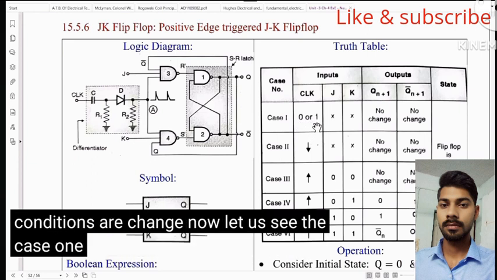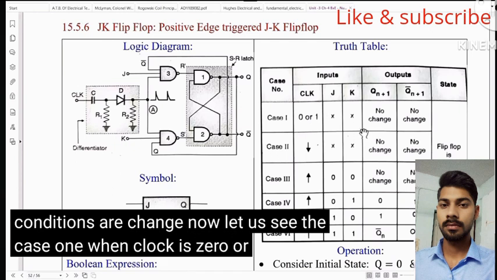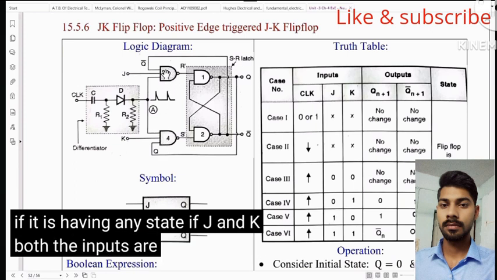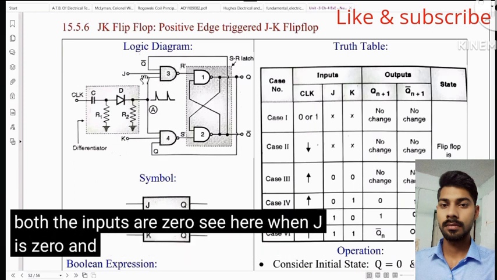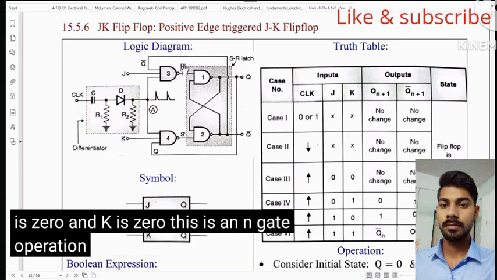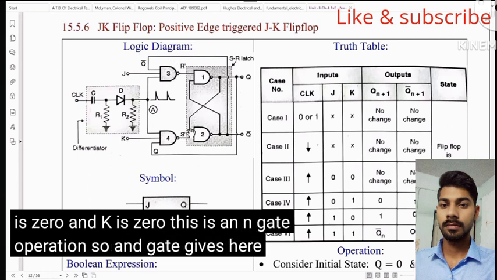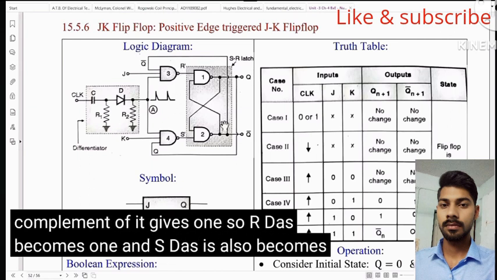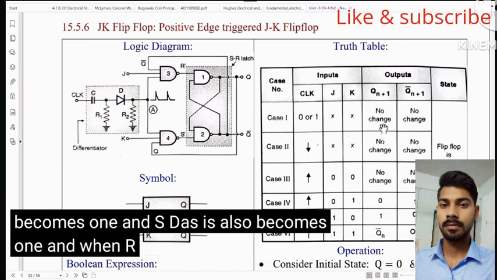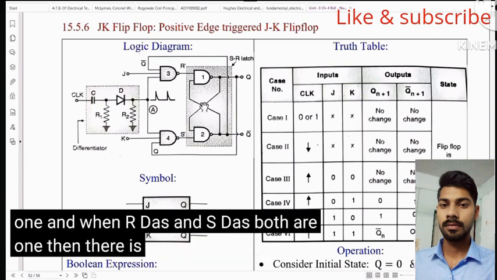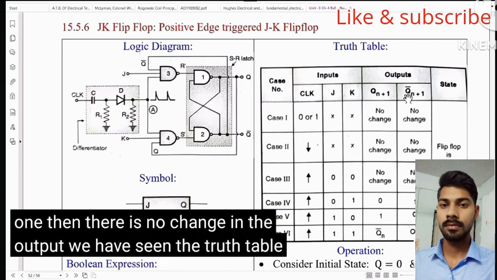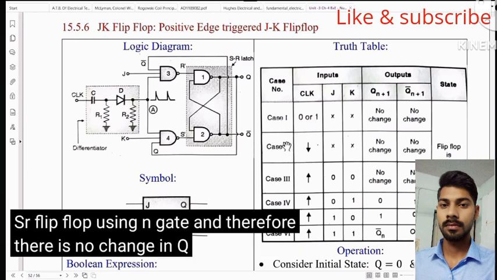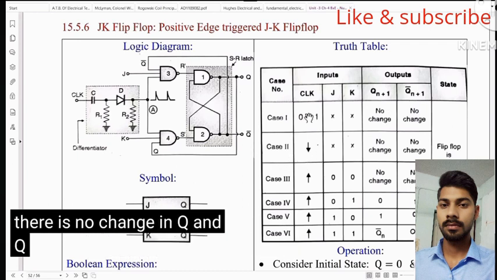Now let us see case 1. When clock is 0 or 1, meaning it is in any state, if J and K inputs are both 0, this is a NAND gate operation. So the AND gate gives 0 here, and its complement gives 1. So R dash becomes 1 and S dash also becomes 1. And when R dash and S dash are both 1, there is no change in the output. We have seen the truth table of the SR flip-flop using NAND gates. And therefore, there is no change in Q and Q bar.